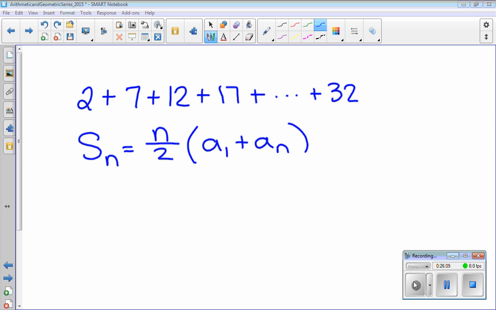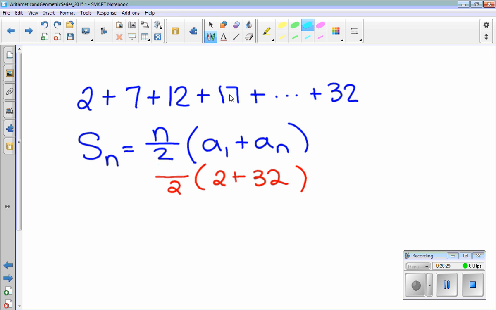What do we need? Do we have n? Do we know how many terms there are? Not yet. Do I know a sub 1? What is it? All right, so we're going to plug a 2 in here. Do I know my last term? What is it? Okay. And so all I need to find is the n. Do you agree? I don't know what term number that is. Because it's pretty close to 17, I could probably add real quick and get to it, but let's practice doing it the long way.